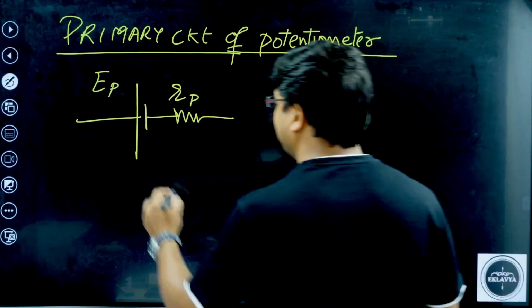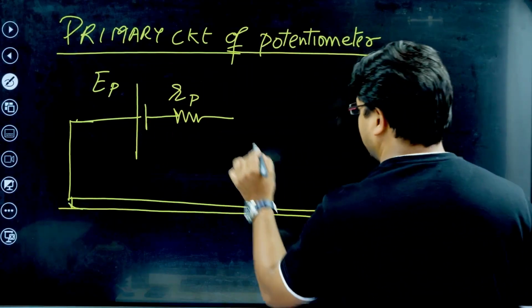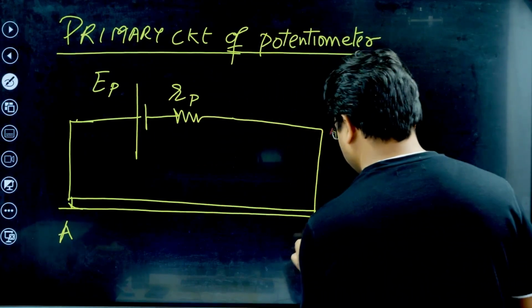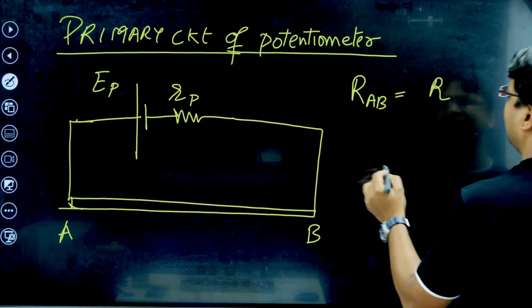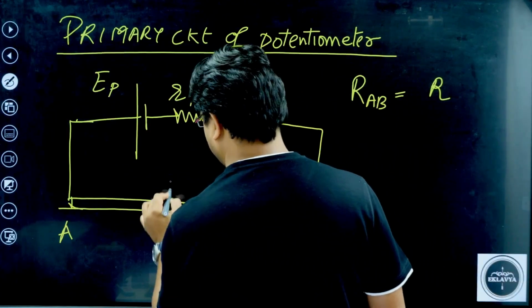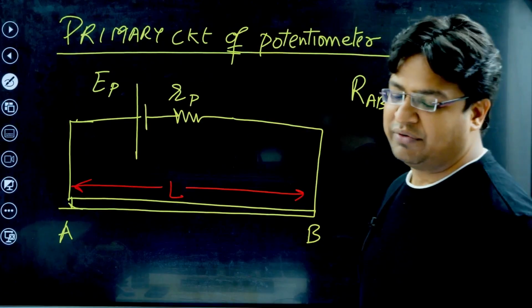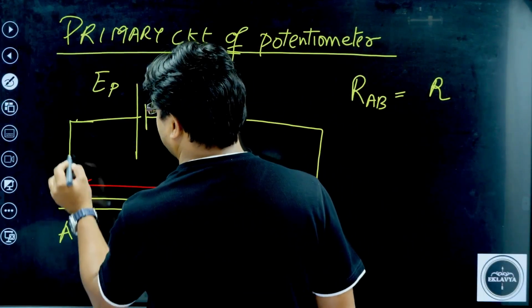Then I will connect a uniform wire with some resistance here. Let us call this wire AB. Let the resistance of wire AB be equal to R, and let's say the length is L. And it's a uniform wire.